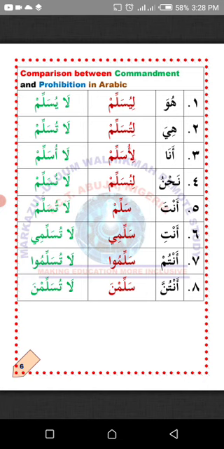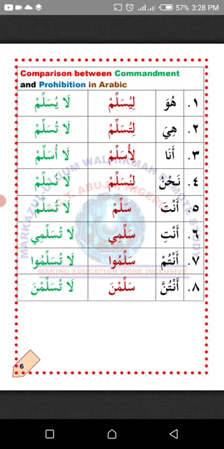Arba'a, number 4. Nahnu, we. Li nusallim, we should greet. La nusallim, we should not greet. Khamsa, number 5. Anta, you. Sallim, greet. La tusallim, don't greet. Sitta, number 6. Anti, you, talking to a single female person. Sallimi, greet. La tusallimi, don't greet.